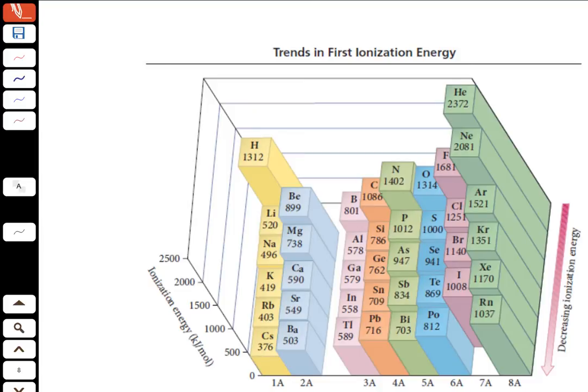What's going on with the orbitals? It's very similar to what we said about the size, just the effect is the opposite. What's going on with the orbitals as we go down a column? Let's stick with the alkali metals. You're adding a whole other level.